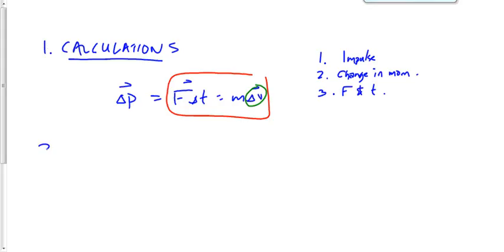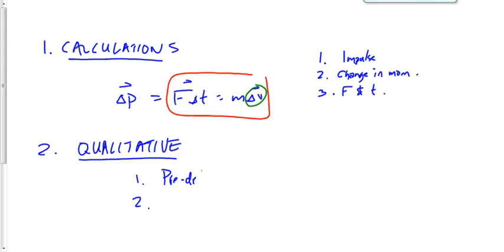The next thing we looked at was qualitative impulse. And by qualitative impulse, I mean the 2 situations that can be not mathematically described, but just in concept described by impulse. The first situation is when we have what I call a predetermined impulse. When does that happen, by the way? When do I have that predetermined impulse?